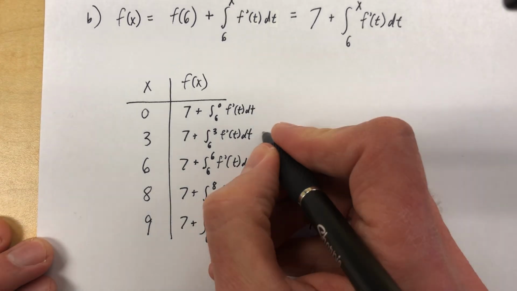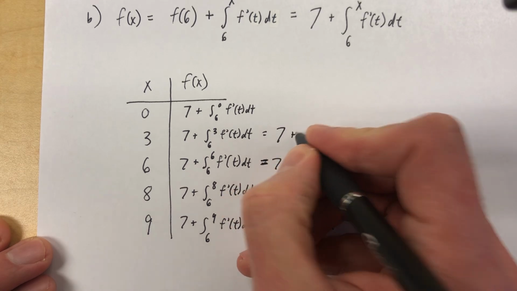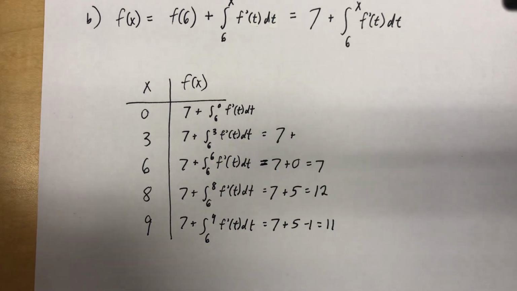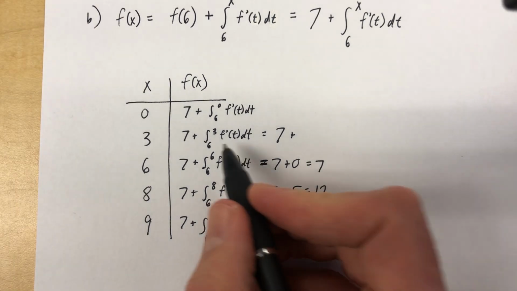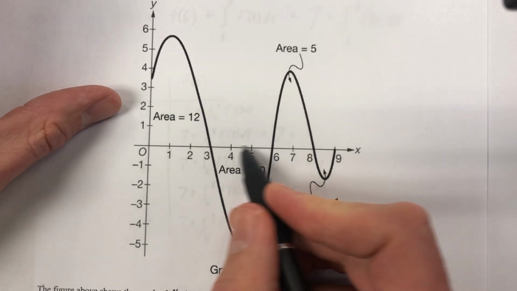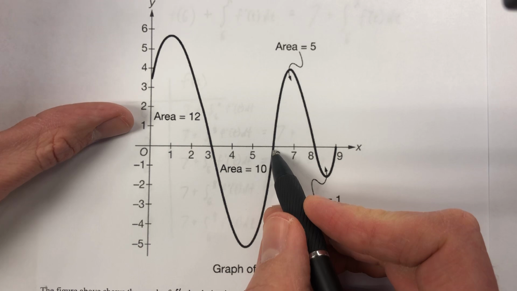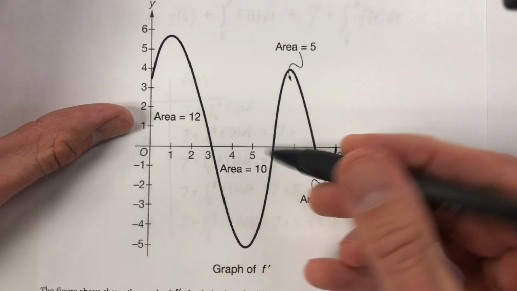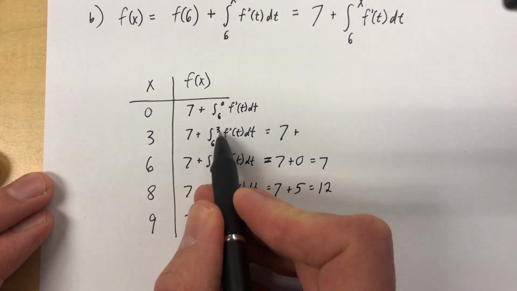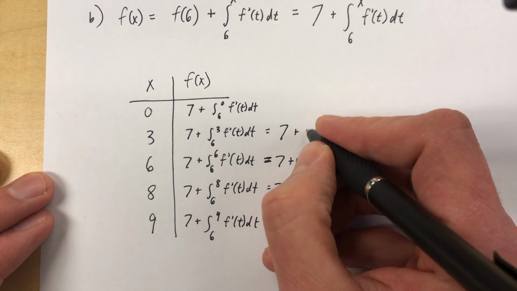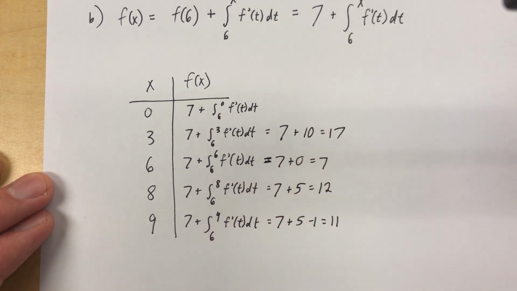Number 3, 7 plus. Now things get a little bit tricky. Normally I say that what's below the x-axis is negative, but it really depends on the direction you're going. As we go from 6 to 3, we are backing up. That means that instead of saying this is negative 10, it's actually positive 10 because we're going backwards. You could write this a different way, 7 minus 3 to 6, but I just chose not to. Anyway, this ends up being 10, so that one's 17.